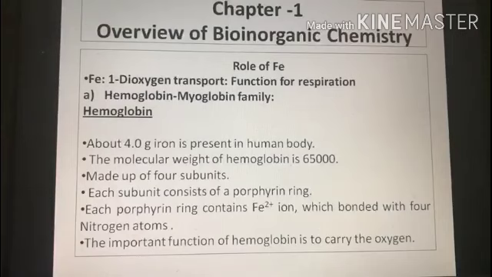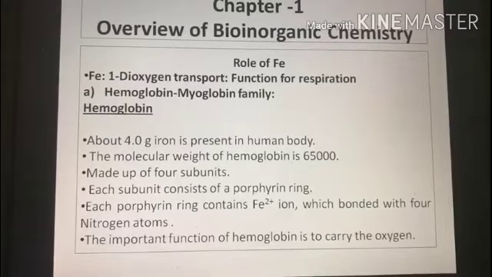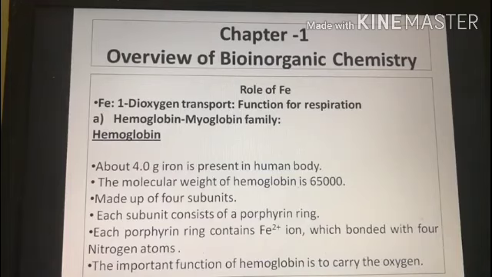There is about 4 gram of iron present in the human body and the molecular weight of hemoglobin is 65,000 Dalton. The structure of hemoglobin is made up of 4 globin protein units, that is alpha and beta. Each protein partially encloses a heme group and each heme group is a porphyrin pocket. Each porphyrin ring contains Fe2+ ion which is bonded with 4 nitrogen atoms. Let us see the structure of hemoglobin.